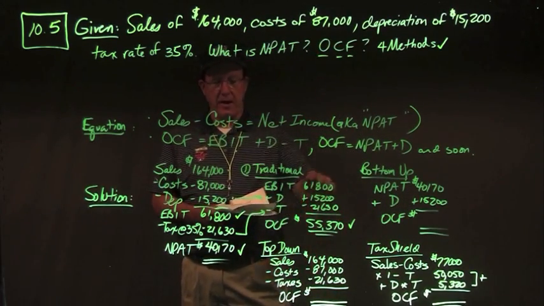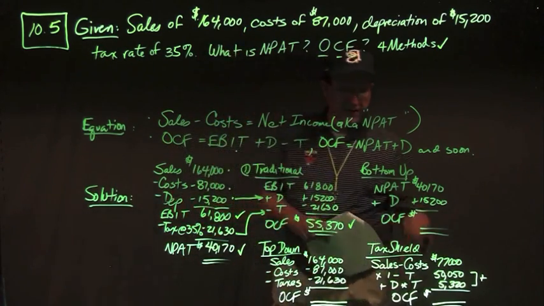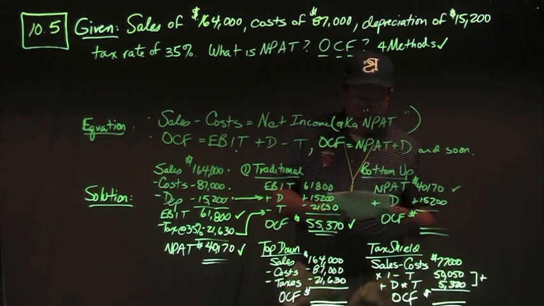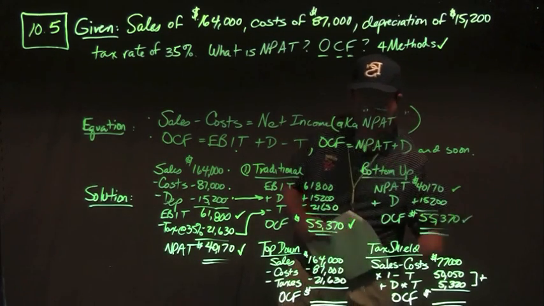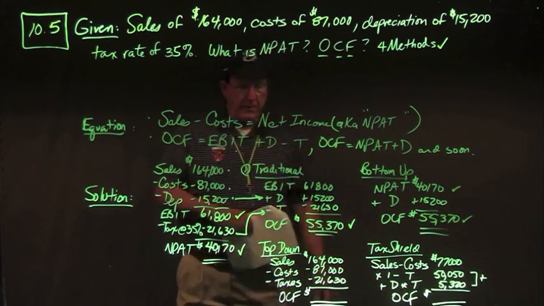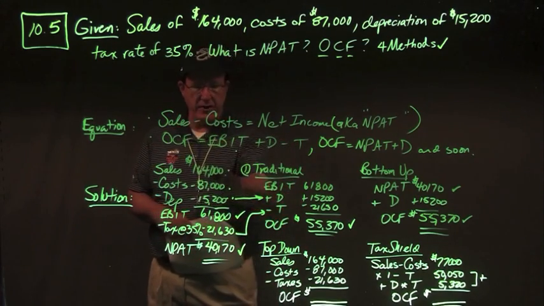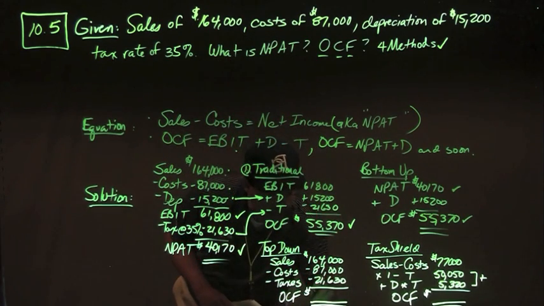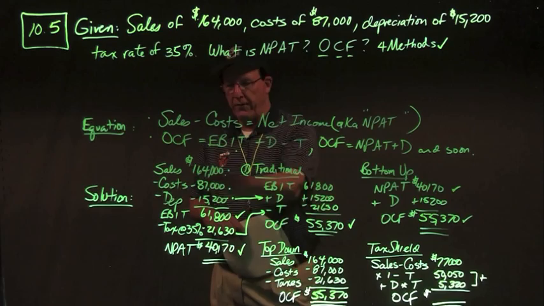Now to check that using the bottom-up method, if there's no interest expense, I can use bottom-up. 40,170 of net income plus 15,200 of depreciation, add it back. I get an OCF of 55,370, and that's what I should get. Ties into the traditional approach. Top-down approach, also, if there's no interest expense in the income statement: 164,000 of sales, 87,000 of cost, 21,630 of taxes, and I should get the same OCF of 55,370.